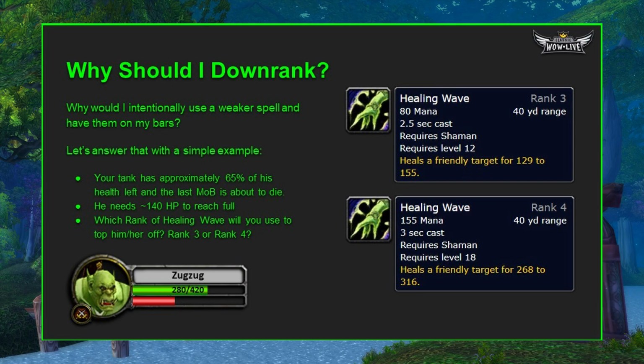If you look at the ranges of both spells, you'll see that rank 3 will definitely cap him off, and the mana cost of that is 80 mana compared to 155. So in this circumstance, you would want to use the cheaper spell so you don't overheal the target. This is a very practical example of why downranking is important, especially since you won't have Lesser Healing Wave yet at this level. However, there are many other reasons, and we'll get into those when we talk about spell power.